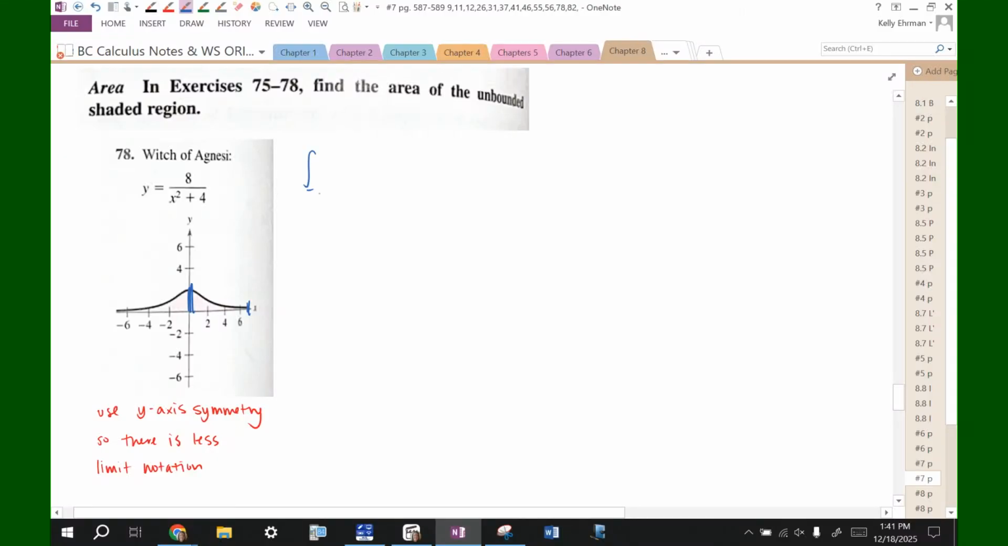So instead of this, I'm going to say this is definitely symmetric. It's an even function, so I could say this. All right, so I'm going to pull this 8 out. 16, limit as b approaches infinity of the integral from 0 to b of 1 over x squared plus 4 dx. This is arctan.